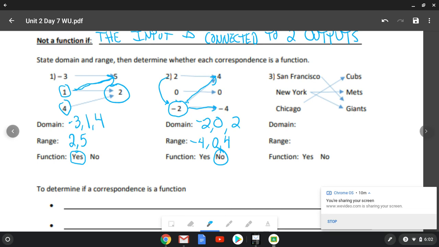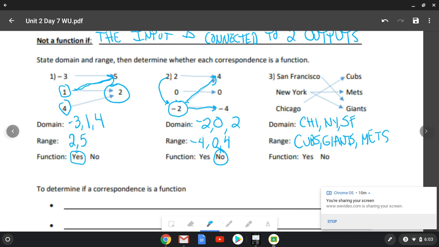Now let's take a look at number 3. Number 3, we don't have a numerical order, so I'll put it in alphabetical order. So we have Chicago, New York, and San Francisco as all my inputs. And then my range, or my output. So what are they pointing to? Well, they're pointing to the Cubs and the Giants and the Mets. So those are the three teams on the right side.